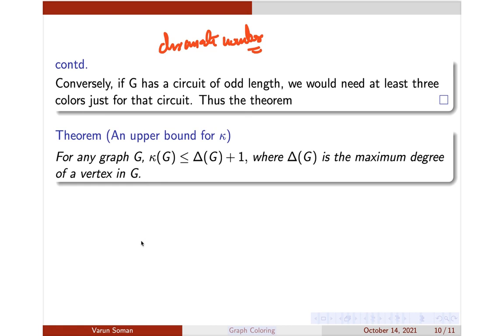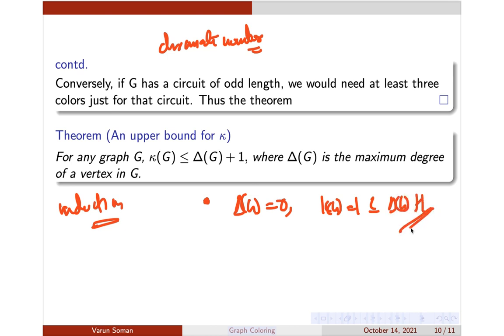It's a very easy, simple proof. We will prove this using induction. Suppose your graph has just one vertex. That means delta G is actually 0, because the maximum degree is 0 when only one vertex is there. Then what is the chromatic number? You will anyway require one color, therefore in that case the chromatic number is 1, which is less than or equal to delta G plus 1.